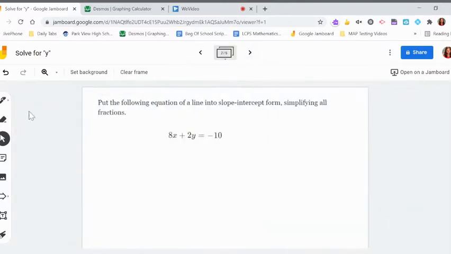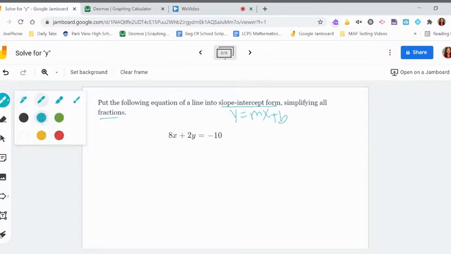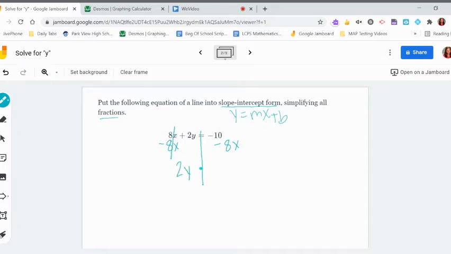Let's look at another example. When you do Delta Math, it will look like this example here. Put the following equation into slope-intercept form, that's y equals mx plus b, simplifying all fractions. You might want to have a Desmos calculator up with you so you can simplify any fractions. So my first step here, just like on the other one, I'm going to move my x term. I have 8x, so I'm going to do minus 8x from both sides. Okay, my 8x's will cancel. I'm left with 2y equals.